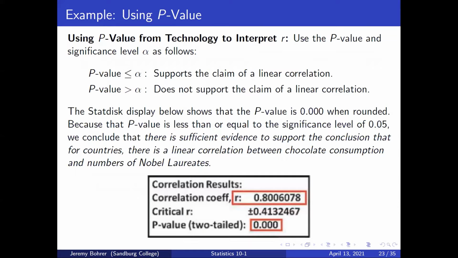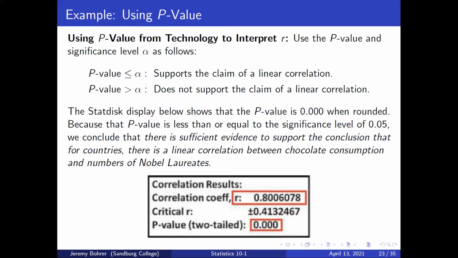Using the p-value, use the p-value and significance level alpha as follows. If the p-value is less than or equal to alpha, it supports the claim of a linear correlation. If the p-value is greater than alpha, it does not support the claim of a linear correlation.